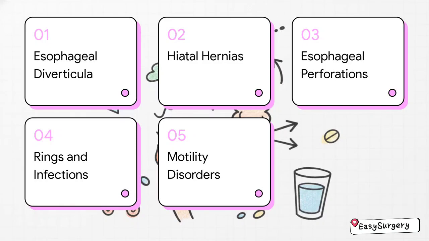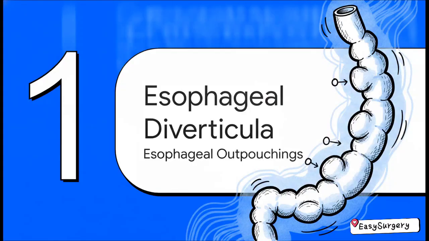To make sure we hit every critical detail, we're dividing this up into 5 key areas today: esophageal diverticula, hiatal hernias, perforations, rings and infections, and we'll wrap it all up with motility disorders. Starting off with Section 1, esophageal diverticula, which are essentially structural outpouchings of the esophagus.